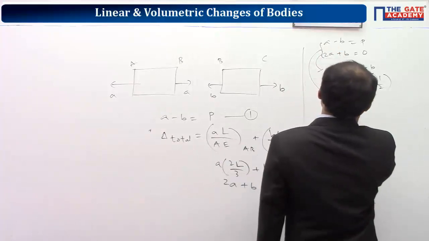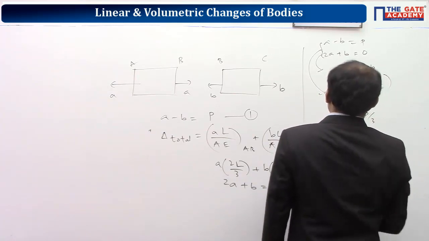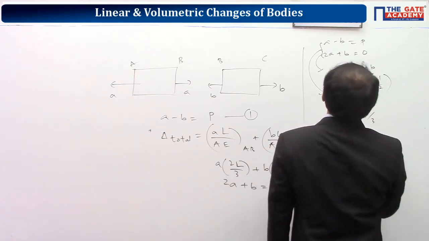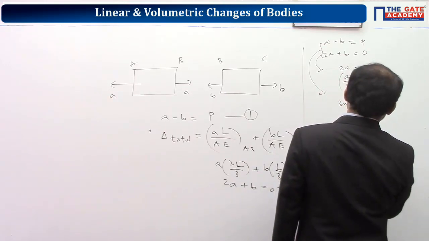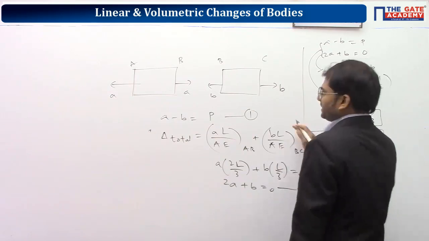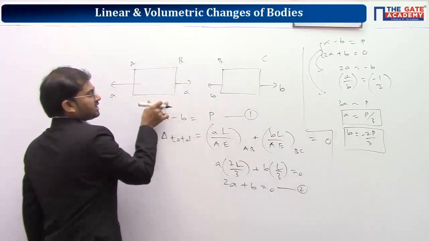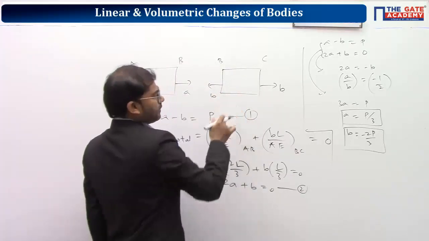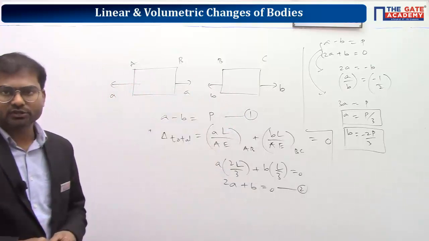By solving both of them, 3A is equal to P, small a is equal to P by 3 and small b is equal to A minus P. So P by 3 minus P, so minus 2P by 3. This implies that the member BC is experiencing compression because B is coming out to be compressive. So this is experiencing tension, but this is experiencing compression, and they are giving rise to net elongation equal to 0. That's how you have to solve this question.